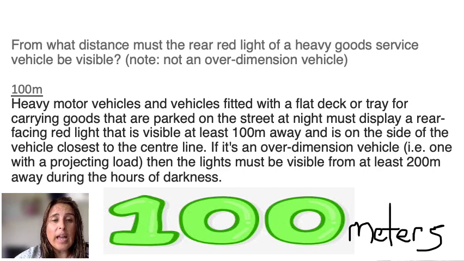If it's an over-dimensioned vehicle, i.e. one with a projecting load, then the lights must be visible for at least 200 meters away during the hours of darkness. So remember, if you just got your heavy goods service vehicle, your red light must be shown 100 meters, and if it's got a projecting load, 200 meters.